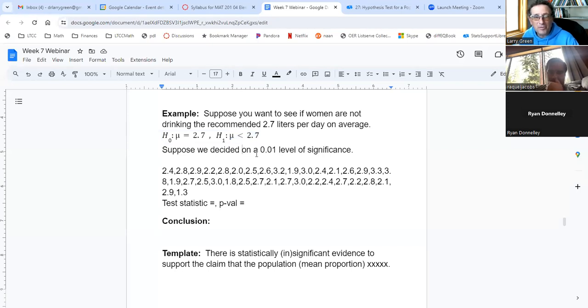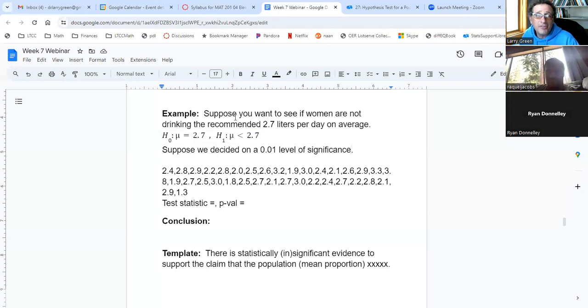Okay, let's suppose we decided on a 0.01 level of significance. Because again, it's probably worse to not know that women have problems and not help them than to think women have problems and encourage them to drink more when they didn't really need to. So I'm going to let it be 0.01. And here's our data.